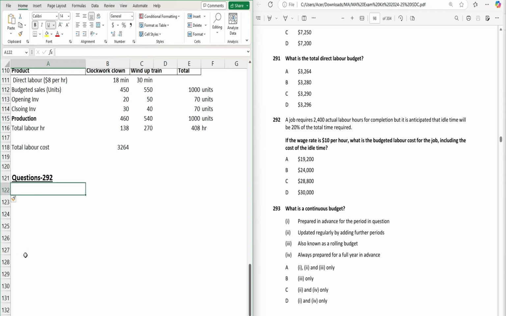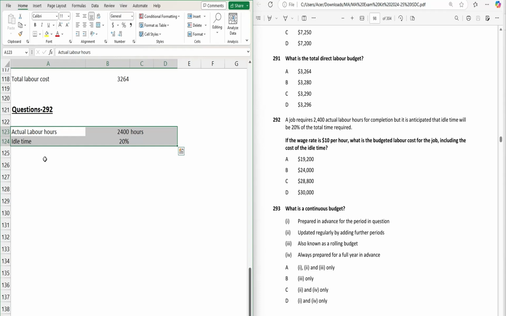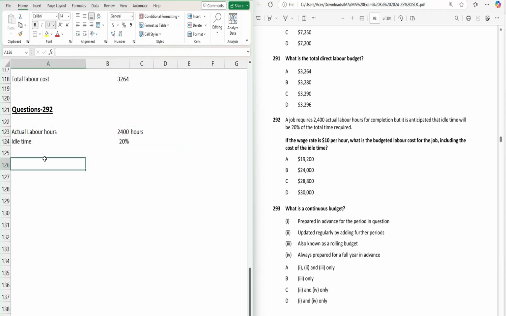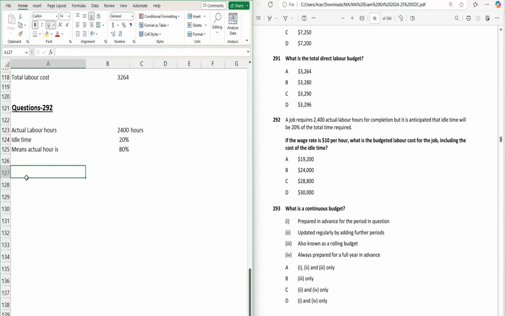So basically the actual hours are 2400 and idle time is 20%. That means this actual labor hour is without considering any idle time, so it only represents 80%. The remaining 20% is the idle time. So if we are calculating the labor cost, we need to consider both the actual hours required to complete the work as well as the idle time expected to be incurred. We need to add both in order to find the total hours.